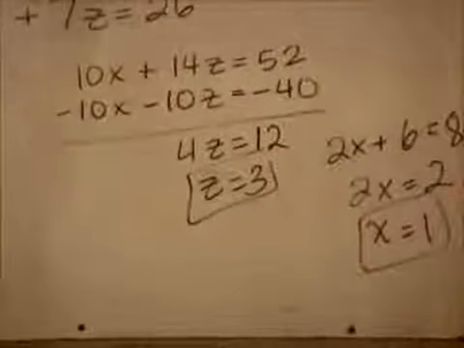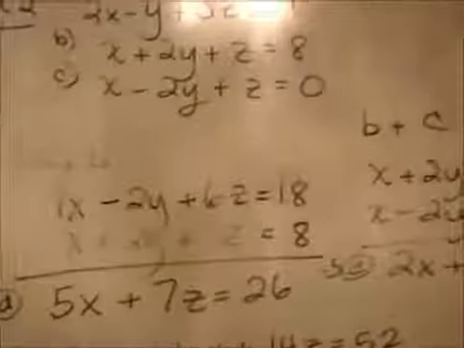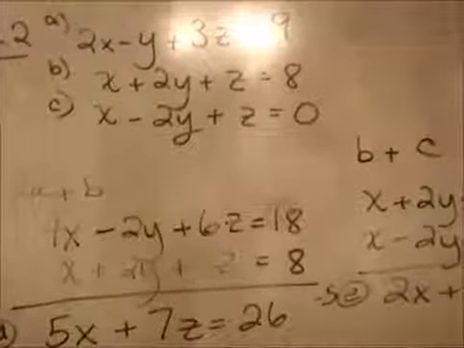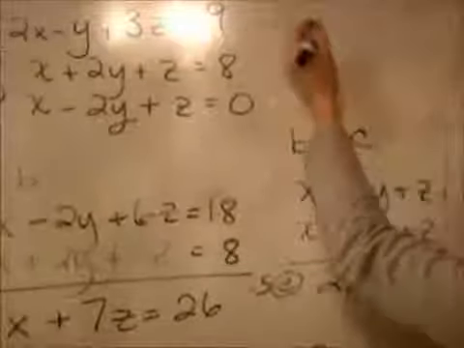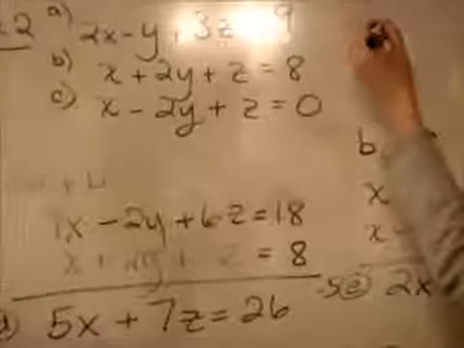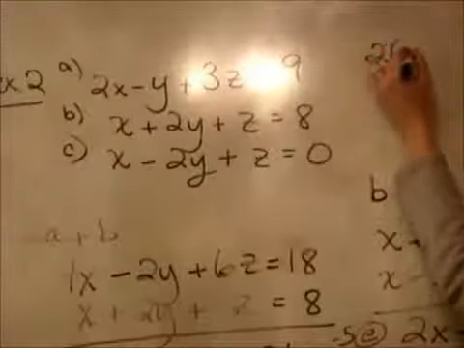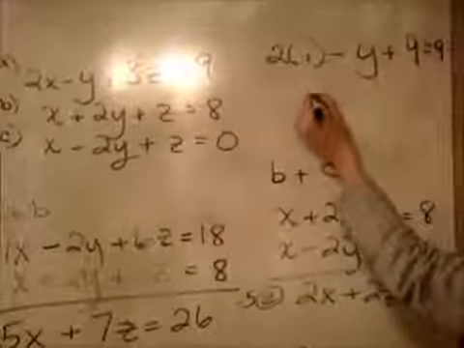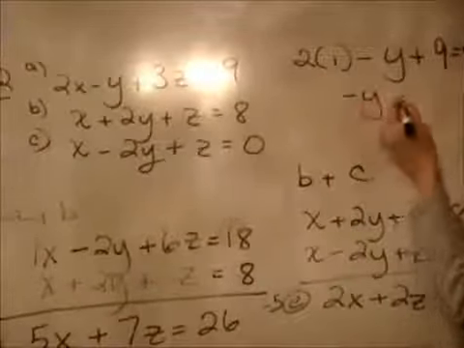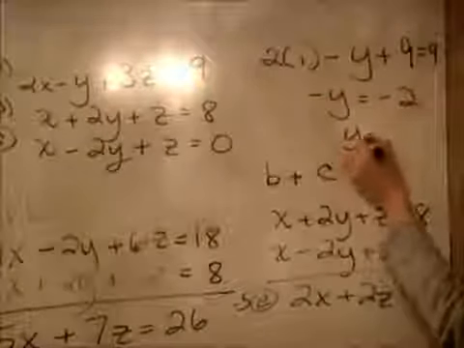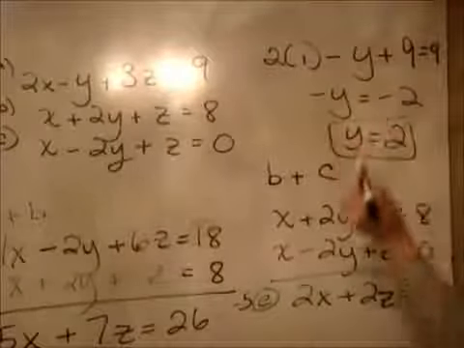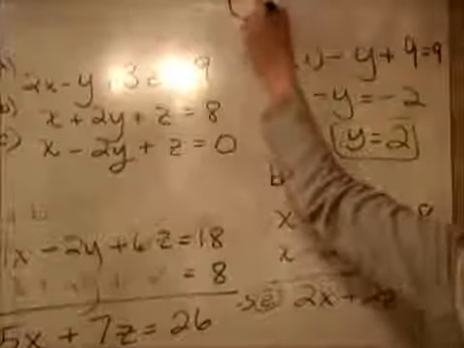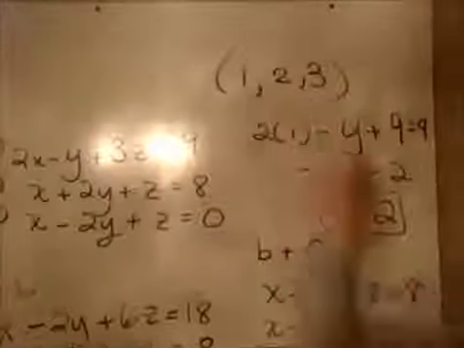And then finally we can go way back up at the top, put 3 in for z, 1 in for x, and find out what y is. So we're going to get, let's see, 2 times 1 minus y plus 3 times 3, which is 9, equals 9. We get minus y equals minus 2, and we get y equals 2. So our ordered triplet would be 1, 2, and 3. And that's all there is to lesson 90.